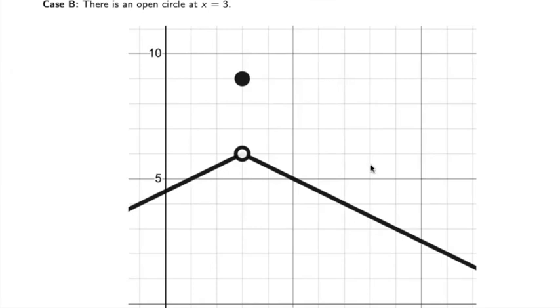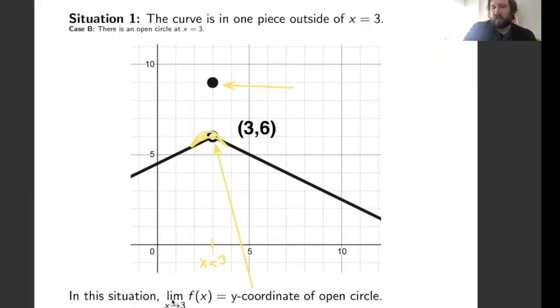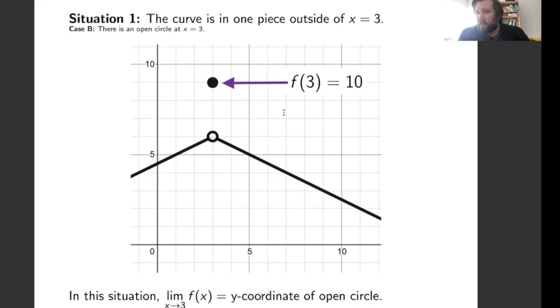Same type of picture. Here we have an open hole, but we could go through the open hole in one motion. So at x equals 3, there is an open circle, we could go through that open circle just straight through. It doesn't matter for the limit that there is a closed dot somewhere else. In this case, what we're looking for is the y-coordinate of this open circle. So this open circle is at 3, 6, and the limit as x approaches 3 of this function would be equal to 6. f of 3 is equal to 10. That doesn't change anything about what I just said.